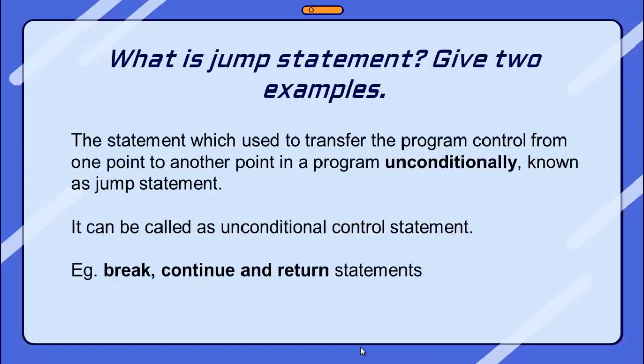Jump statement: the statement which is used to transfer the program control from one point to another point of the program unconditionally. It can also be called an unconditional control statement. Examples: break, continue and return.